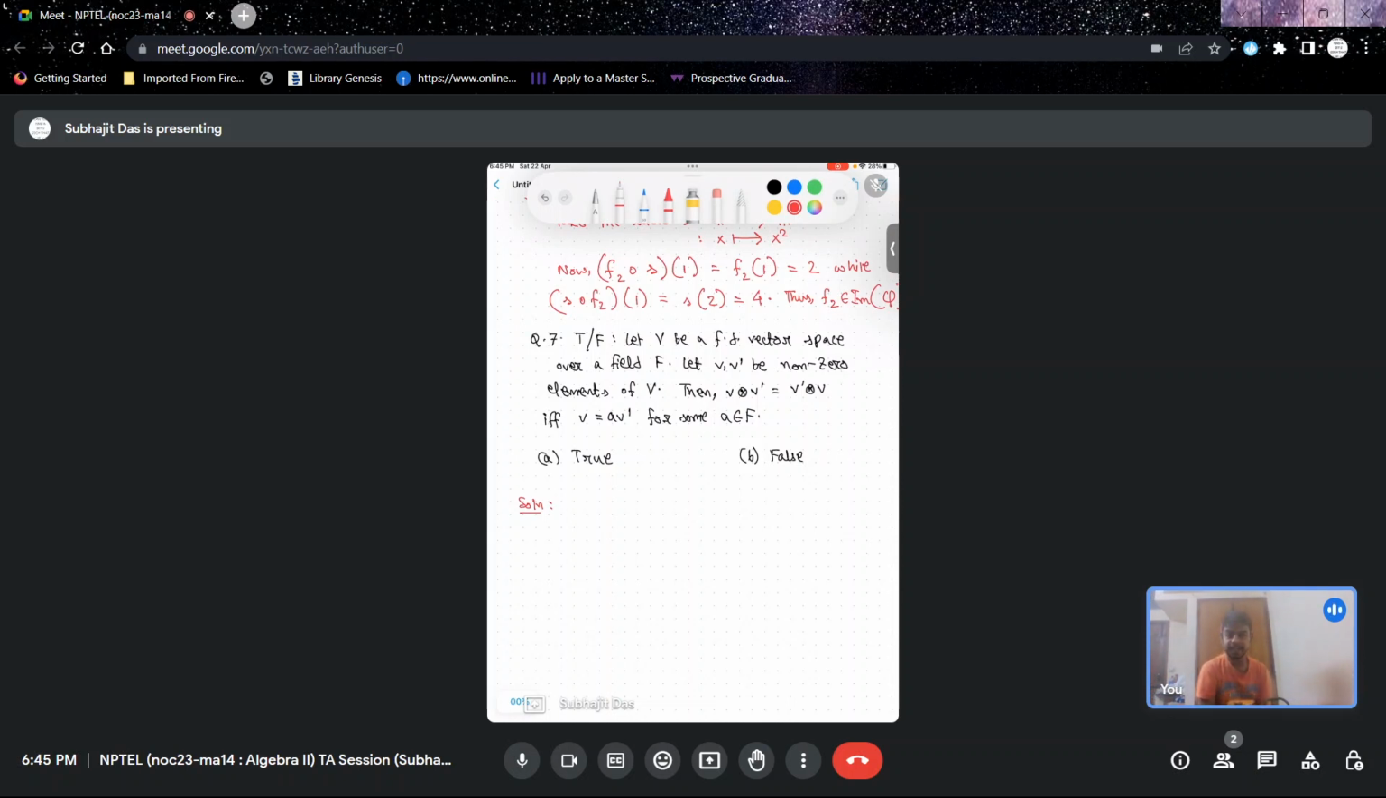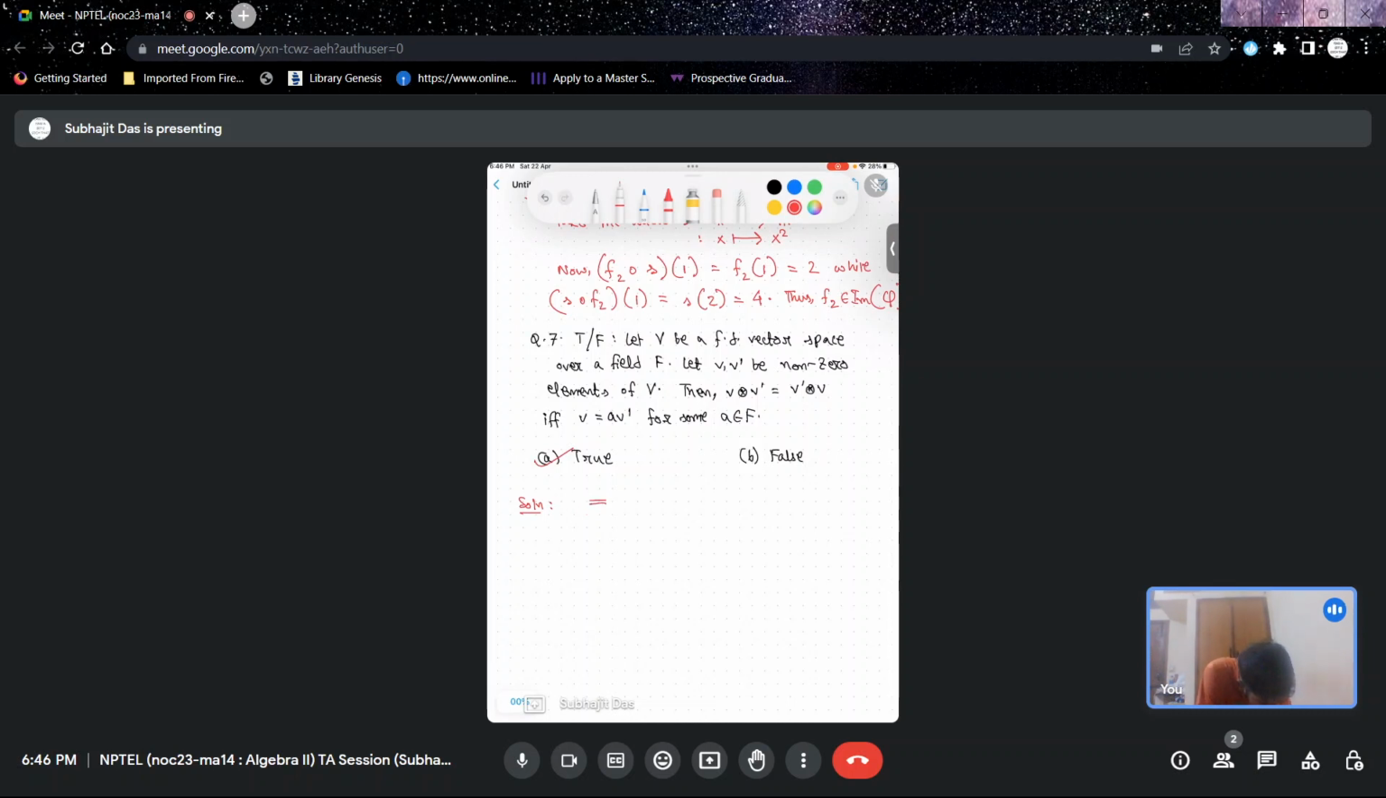You take a finite dimensional vector space V over a field F. You take two non-zero elements v and v prime of V. Then v tensored with v prime is equal to v prime tensored with v if and only if v and v prime are linearly dependent over F. Whether this is true or false. So we claim that this is true. So certainly this arrow holds. I mean, this arrow exists, right?